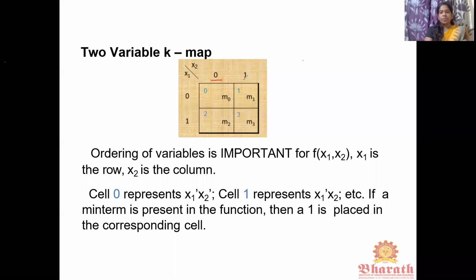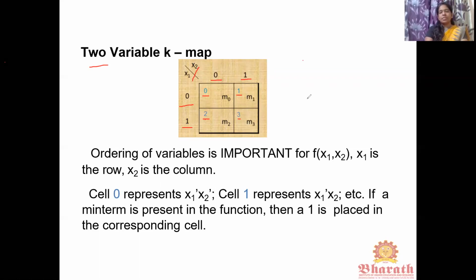Zero, 1, okay, for row 0, 1. This is the two variable K-map. So we have to use two variables, x1 and x2. Instead of x1 and x2, you can also use A and B. Then we have to number inside the cells 0, 1, 2, 3. So the first thing is we have to draw the cells.